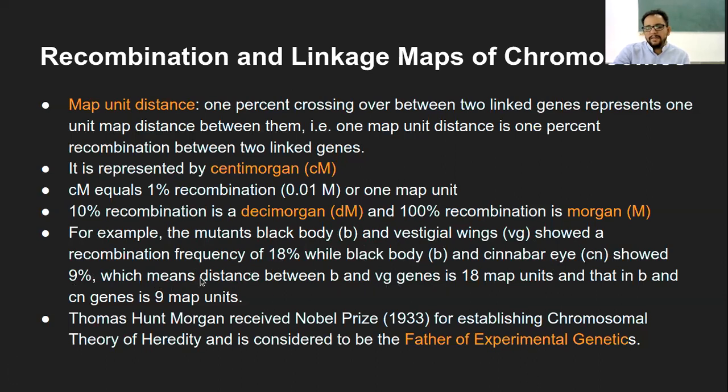So this is what is given here, which means the distance between B and VG, that is the vestigial wing gene, is 18 map units, while B and the cinnabar eye gene is 9 map units. So percentage directly reflects the distance between those two genes, and that is the example of this chromosomal mapping, or the map unit distance between two genes. I hope this part is clear as well.